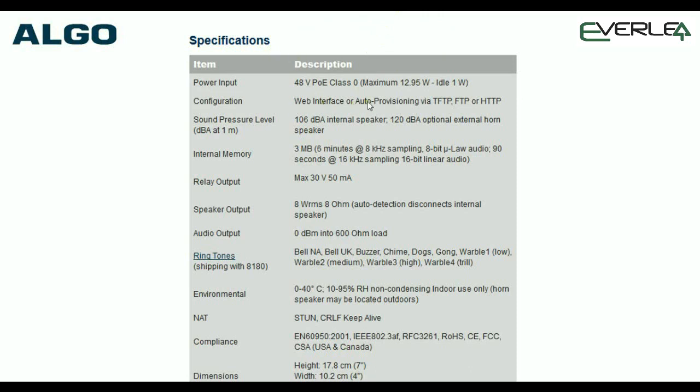Anyway, configuration, web interface, you can auto-provision, etc. It talks about the sound. Internal memory is 3 meg for recordings, and you can actually record your own announcements and ringing and load them up into the unit. The relay is 30 volts, 50 milliamps, then speaker output, audio output. It talks about the default ringtones that are loaded into the unit, and what environment you're meant to be in. Non-condensing, don't put it in the rain, it's not waterproof. If you want a waterproof unit of this type, you're looking for the 8186, I believe it is, off the top of my head. NAT, compliance, and dimensions.